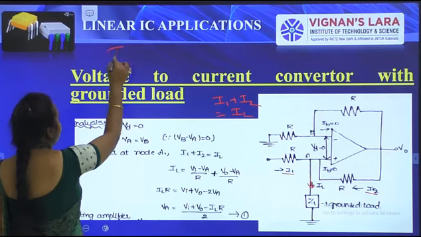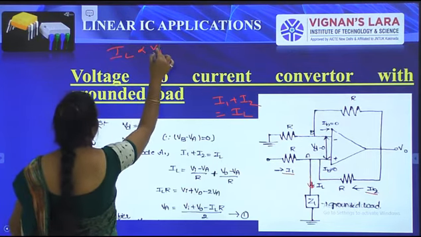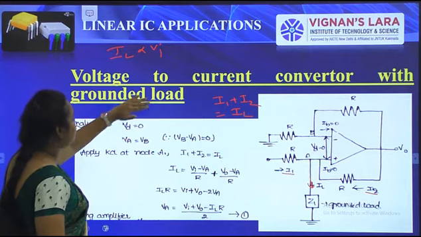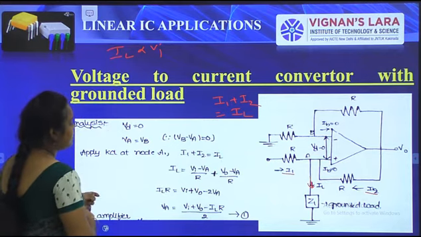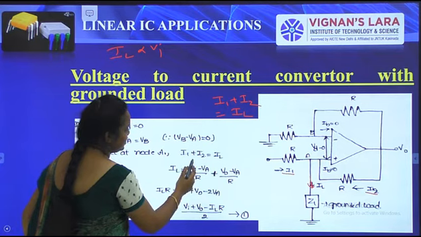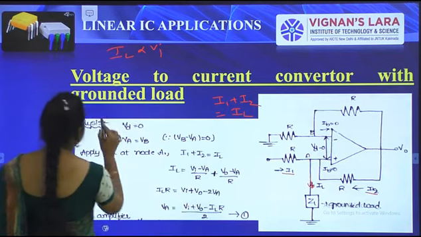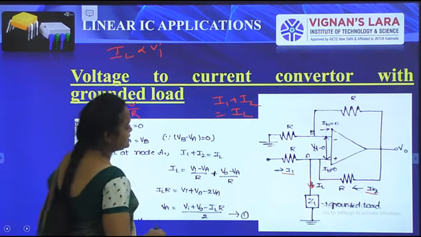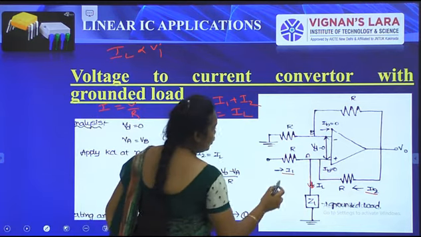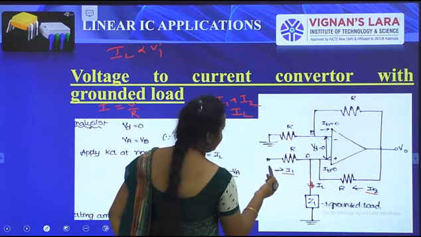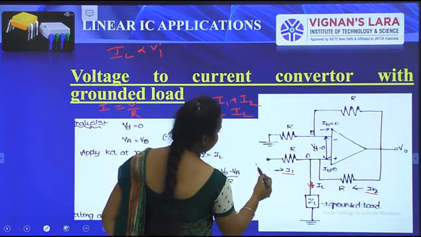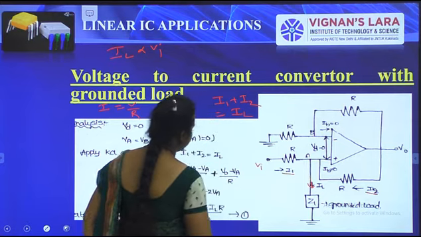Finally, we want IL to be proportional to VI, that is, the output current is proportional to the input voltage. So IL is equal to I1 plus I2. In I1, I is equal to V by R. So the voltage applied across here is VA, the applied voltage.